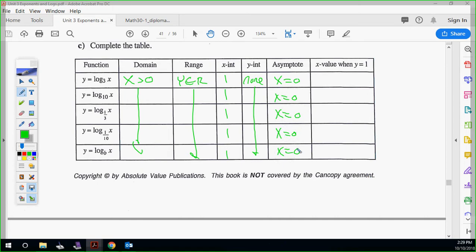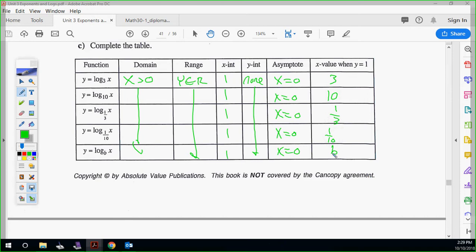Okay. The x value when y is 1. That's kind of silly for these ones because when y is 1, that means 3 to the 1 is 3, 10 to the 1 is 10, 1/3 to the 1 is 1/3, 1/10 to the 1 is 1/10. So it essentially is the base. b to the 1 is b. Okay?